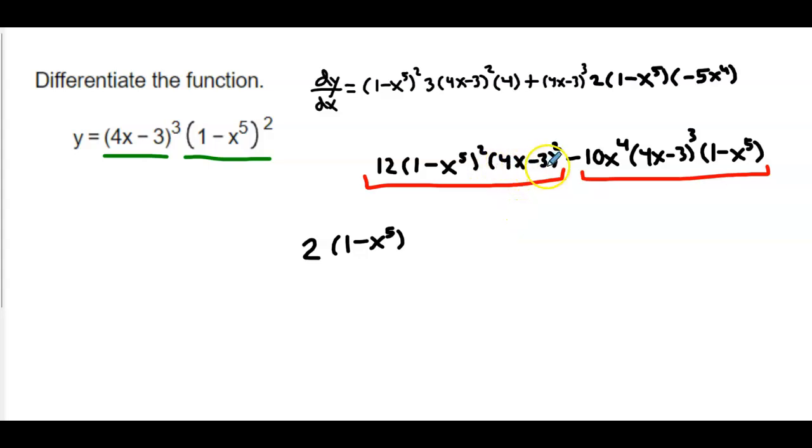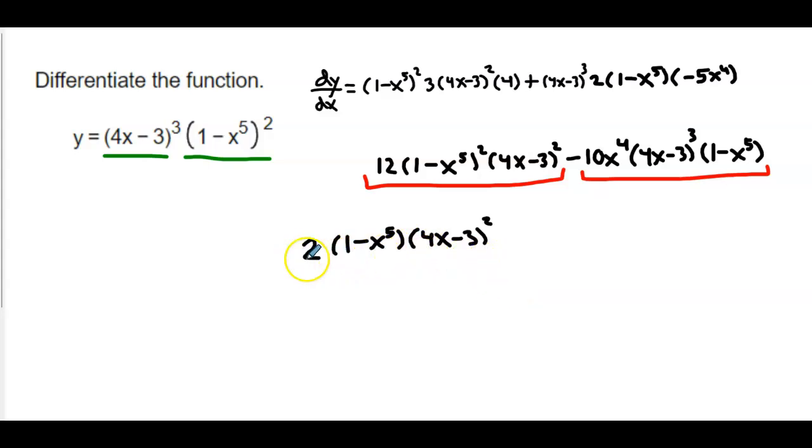Now we can move on to the next binomial factor, which is 4x minus 3. And using the same idea, there's two of them here, squared, and there's three of those binomial factors in the second term. So at the very most, we can pull out two. So we'll write this as 4x minus 3 squared.